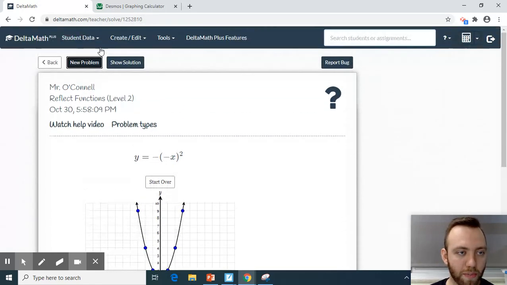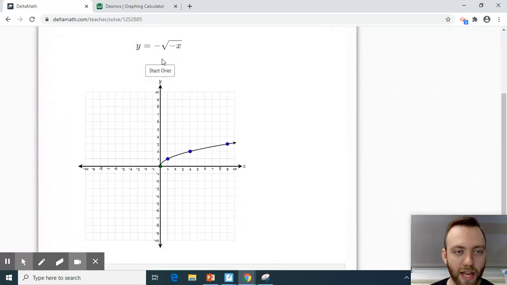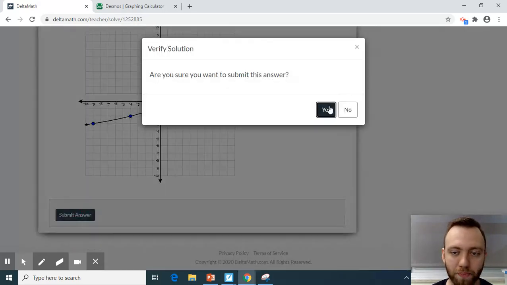Similarly, with this one, again, outside means reflect over the x-axis, and then inside the negative means reflect over the y-axis. So now we are going that way.